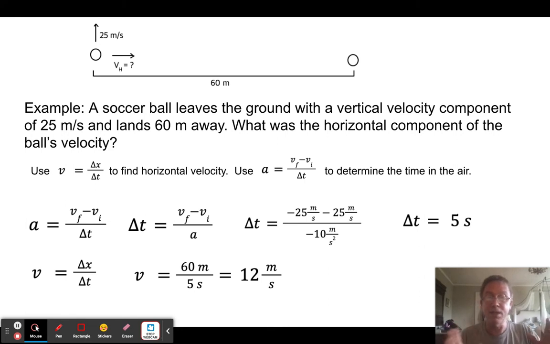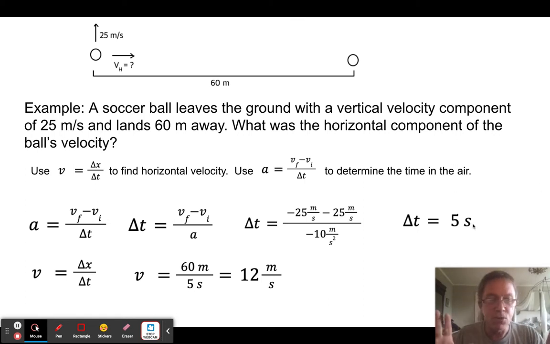So the first thing I've got to keep in mind is, remember, horizontal velocity has no acceleration. So this is the equation I have to use: v equals delta x over t. There is acceleration in the vertical direction, so I'm going to use this one here: acceleration equals delta v over delta t. All right. So the easy way, I'd say, well, 25 divided by 10 is 2.5, times 2 is 5.